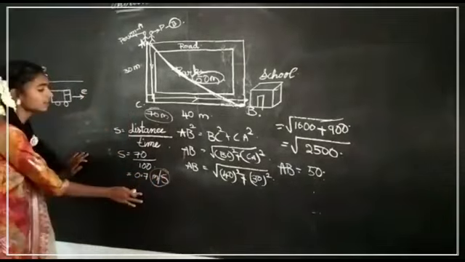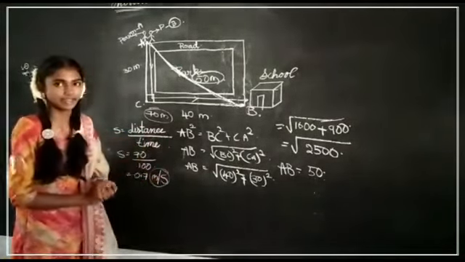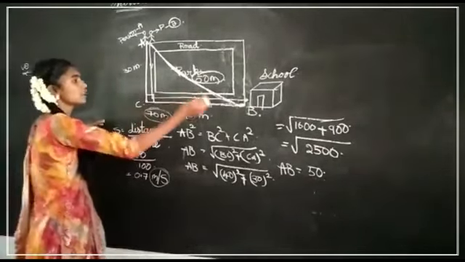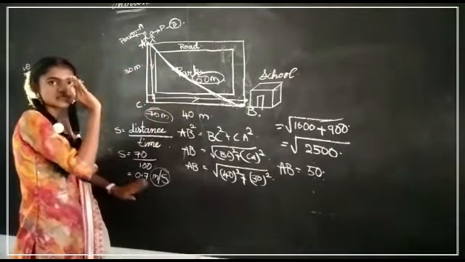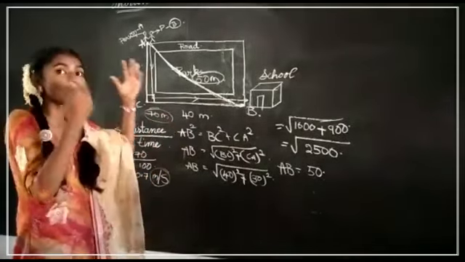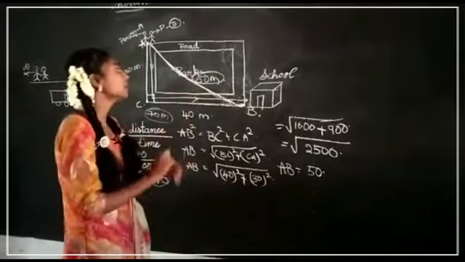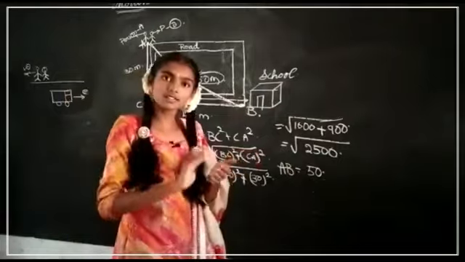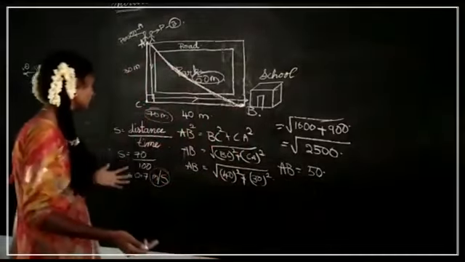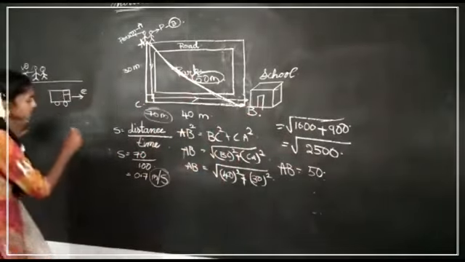Why am I writing meter by second here? Because the unit of distance is meter and the unit of time is second. So the speed he took to complete his race is 0.7 meter by second. Now we will calculate the velocity for the displacement of length 50 meters. Velocity and speed are the same, but for displacement we calculate velocity and for distance we calculate speed.